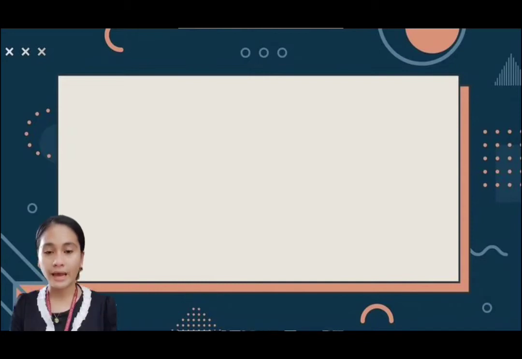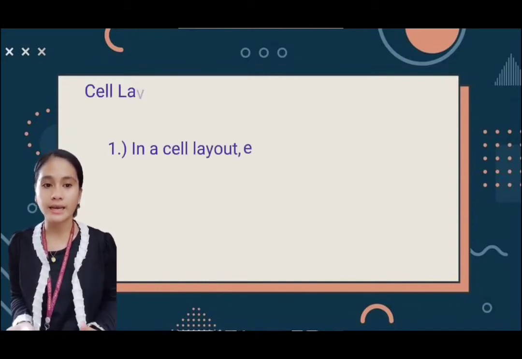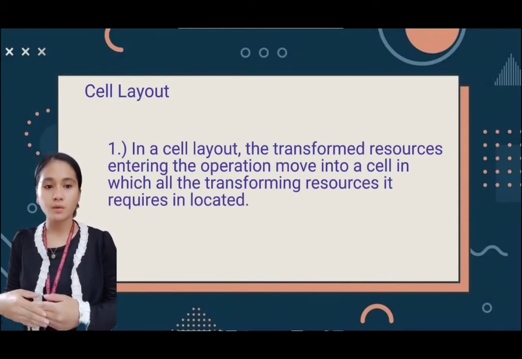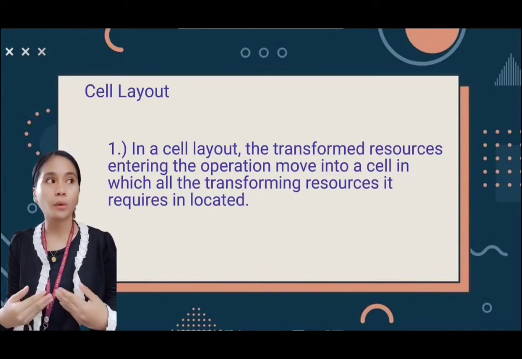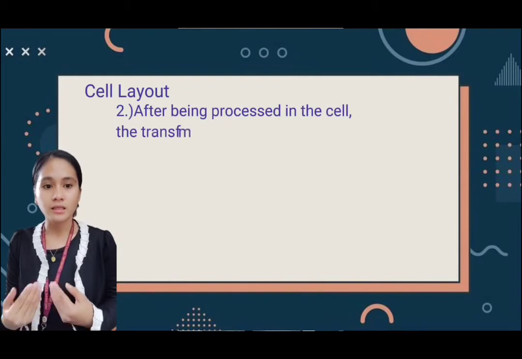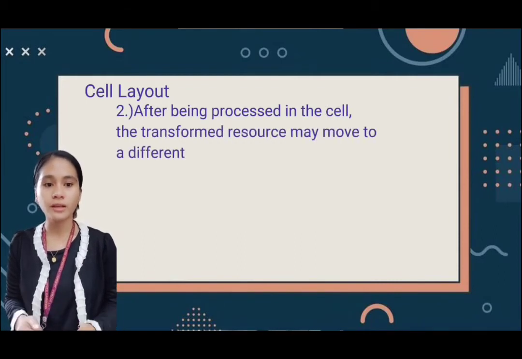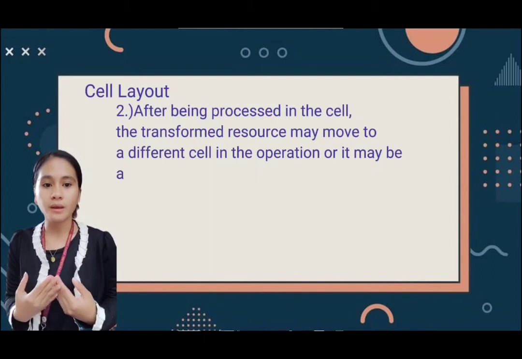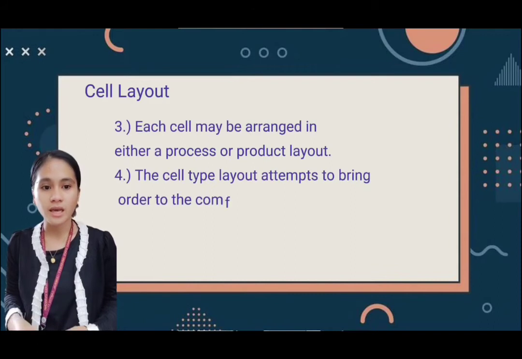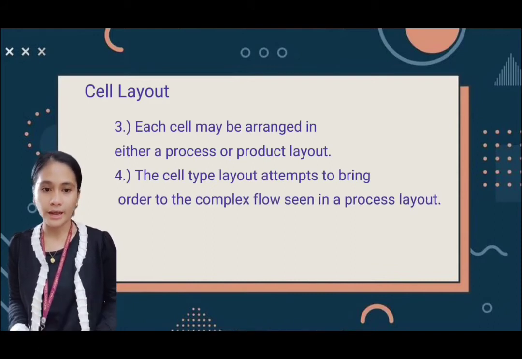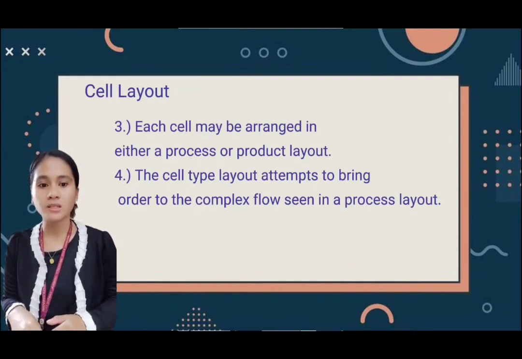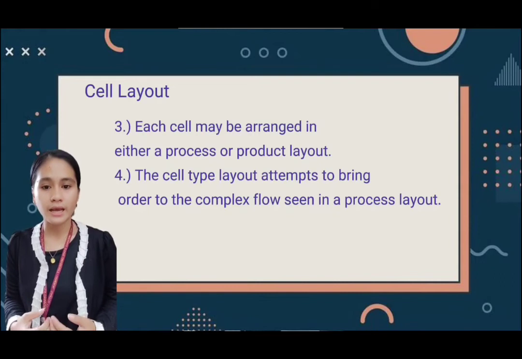The third layout type is cell layout. In a cell layout, the transformed resources entering the operation move into a cell in which all the transforming resources it requires are located. After being processed in the cell, the transformed resource may move to a different cell in the operation, or it may be a finished product or service. Each cell may be arranged in either a process or product layout. The cell type layout attempts to bring order to the complex flow seen in a process layout.